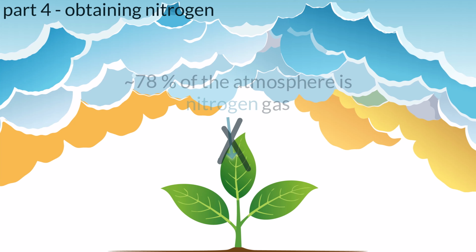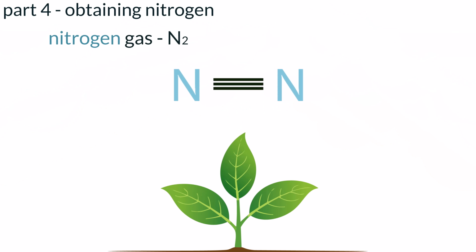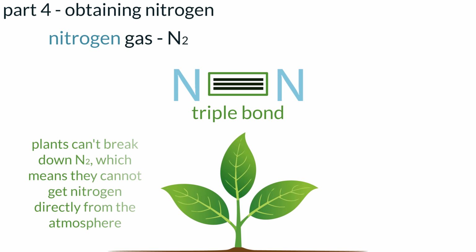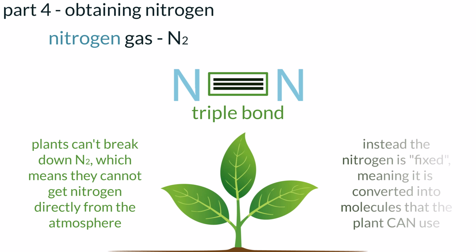The formula for nitrogen gas is N2. This means that a molecule of nitrogen gas contains two nitrogen atoms bonded together. Because of their structure, nitrogen atoms are held together by an extremely strong bond called a triple bond. This triple bond is so strong that plants are unable to break down nitrogen gas. Since plants cannot break down nitrogen gas in the atmosphere, the nitrogen must be fixed and incorporated into molecules that can be broken down by plants and animals.